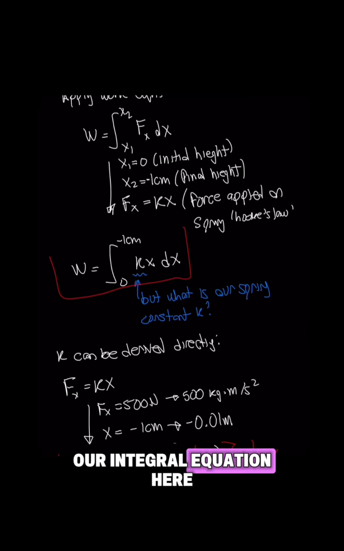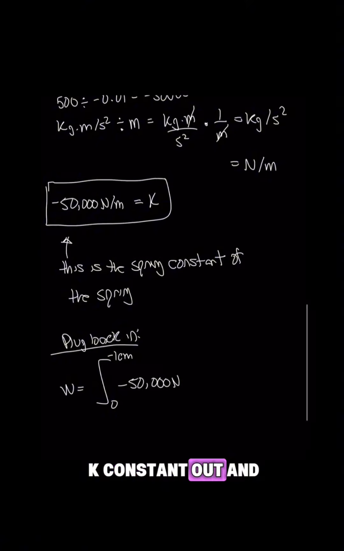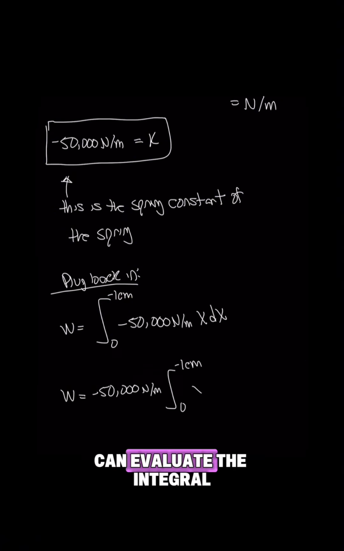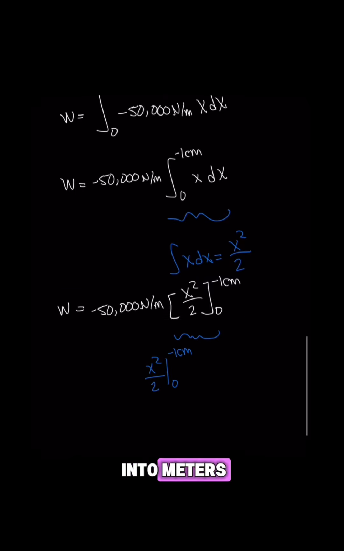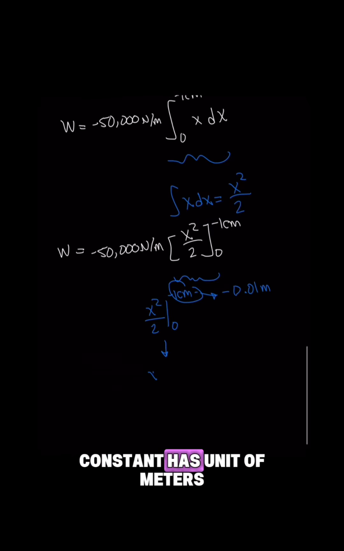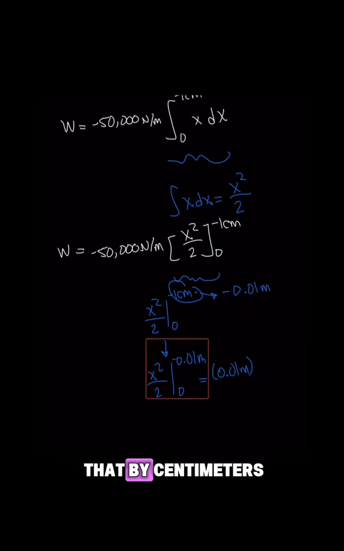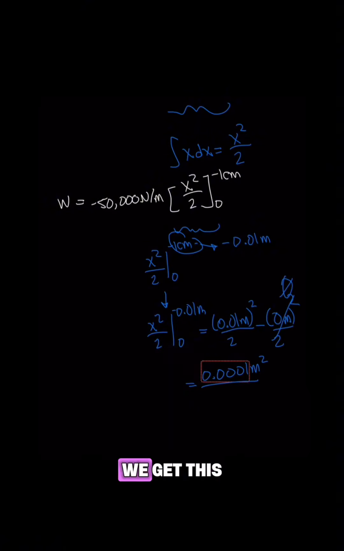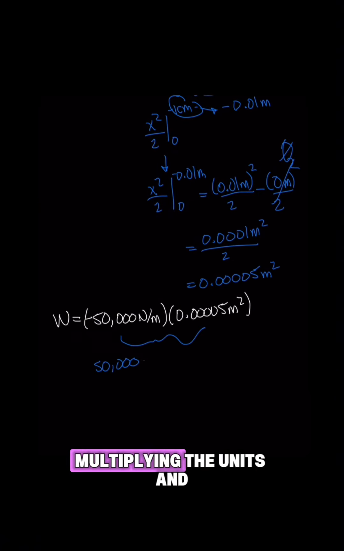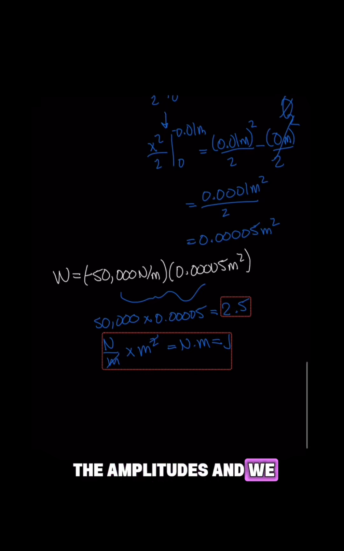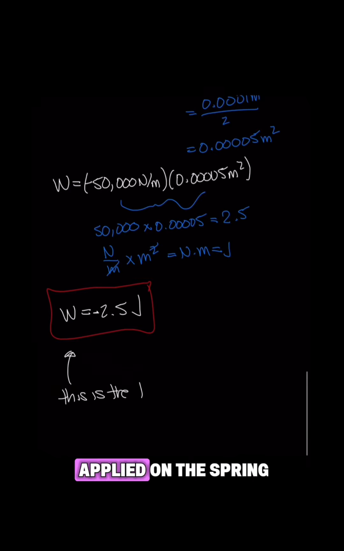We can plug that back into our integral equation here. We can take the k constant out and then compute the integral. We can evaluate the integral from the top and bottom limit, converting the 1 centimeter into meters since the k constant has a unit of meters, so we can't multiply that by centimeters. Evaluate the top and bottom of the integral, we get this, and so we can plug that back in and then do simple multiplication, multiplying the units and the amplitudes, and we get this. So this is going to be the total work applied on the spring.